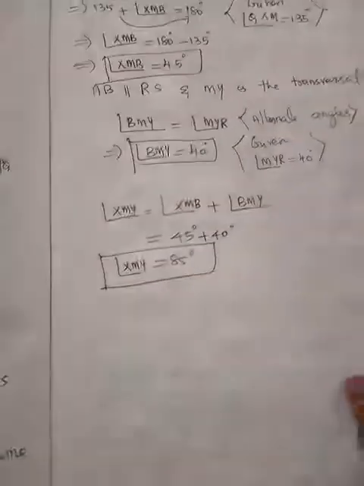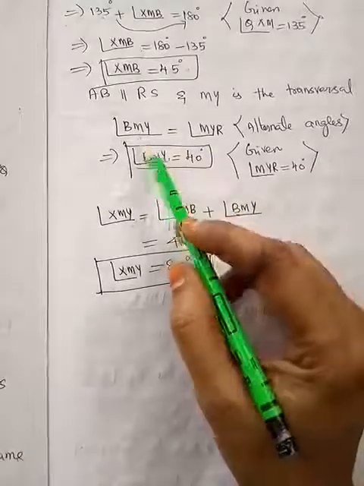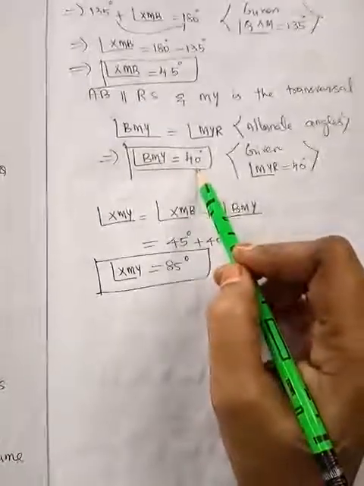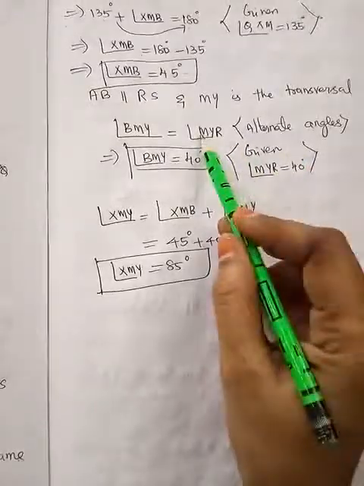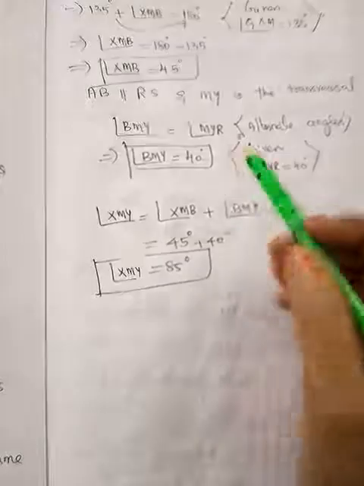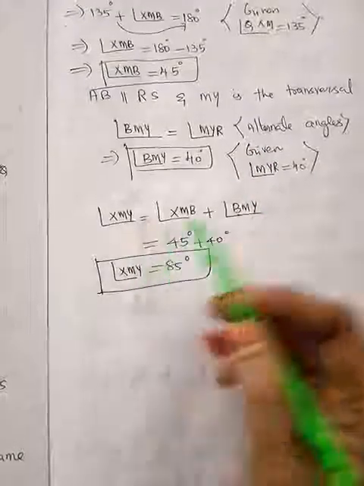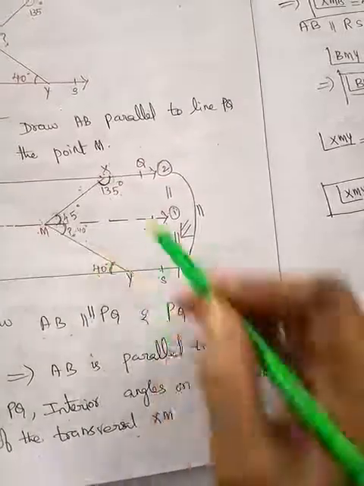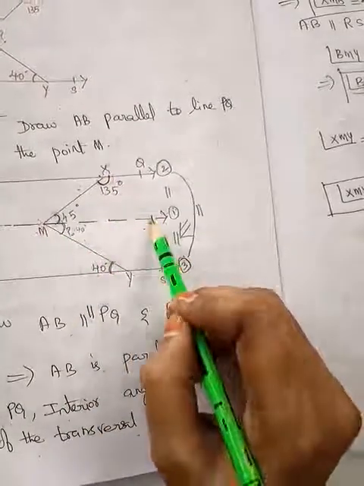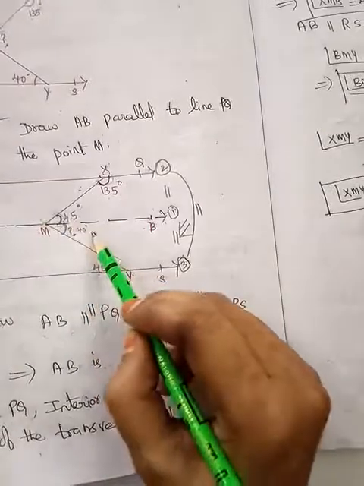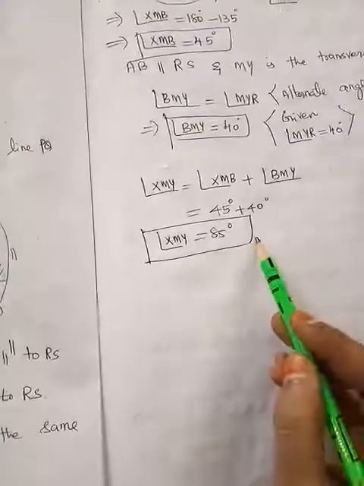So that is what I am doing here. Alternate angles are equal, so angle BMY is 40 degrees. Angle MYR is given as 40 degrees. So this angle is 40 degrees. What I want is angle XMY, that is XMB plus BMY, that is 45 degrees plus 40 degrees, which is equal to 85 degrees.